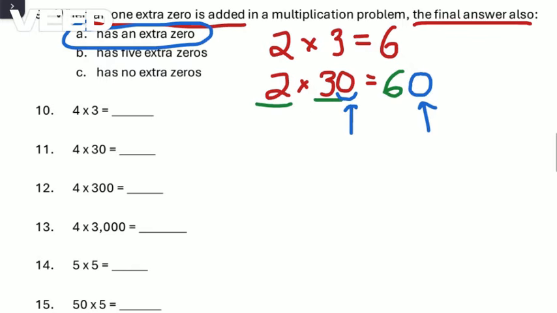Now, let's start with this first one, number 10. 4 times 3 is what, class? 4 times 3 is... Well done, it is 12, so let's go ahead and put a 12 here.